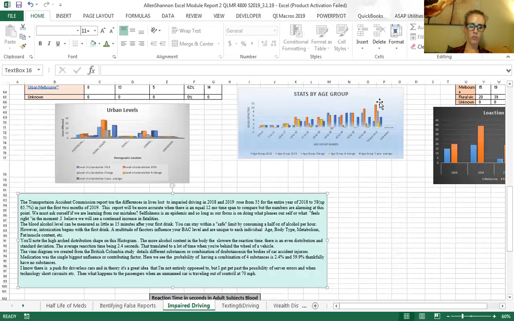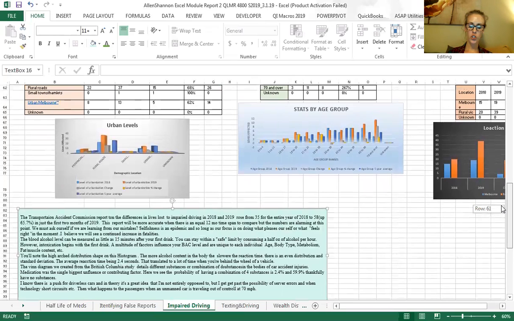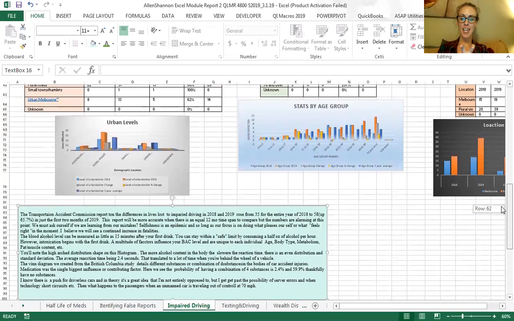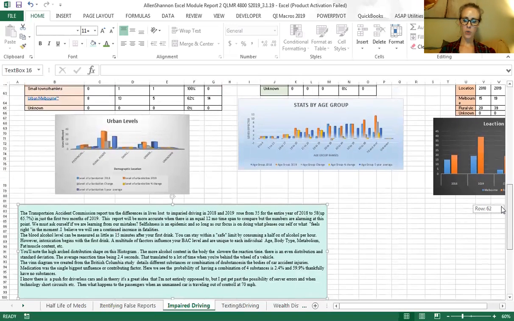The blood alcohol level that we can note from some of these charts and graphs can be measured as little as 15 minutes after your first drink. You can stay within a quote-unquote safe limit by consuming a half ounce of alcohol per hour. So that I think equated to like a 12-ounce beer or a 5-ounce glass of wine or something.